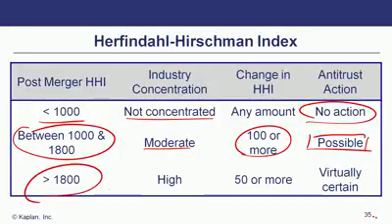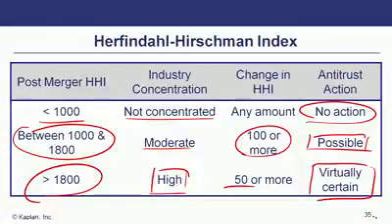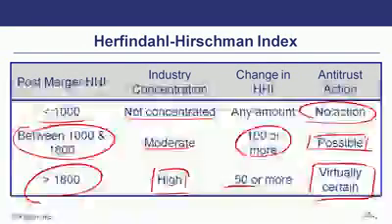If it's greater than 1,800, then this is a high concentration industry. That is, there are few players here, and if there are few players, that doesn't mean you can't ever have a merger. You might have a big firm that buys some little bitty firm, just like squashing an ant. So if the pre to post change is less than 50, then you won't have a problem. If it's more than 50, then it's almost certain that you're going to get some sort of regulatory involvement in the United States.